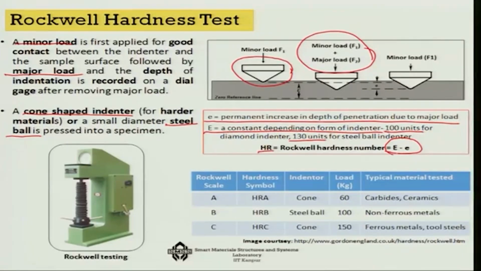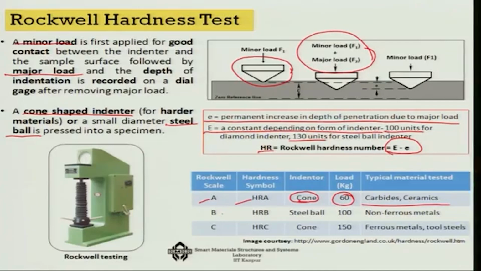Now, there are 3 scales of the Rockwell scale. One is scale A, which is known as HRA, and there the indenter is a cone shaped indenter. The load is usually 60 kg. It is used for carbides and ceramics, so that means it is used mostly for ceramic type systems.